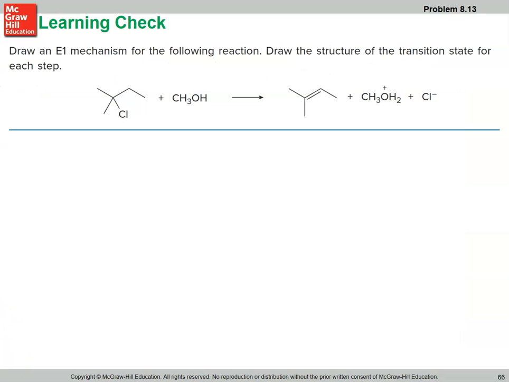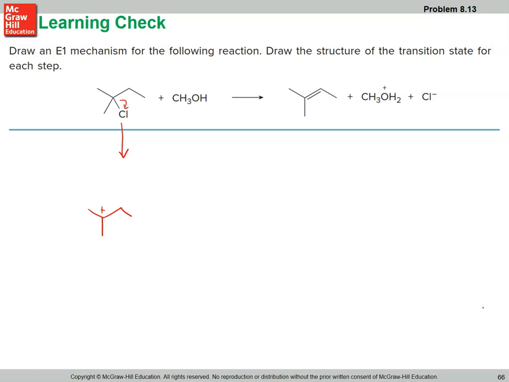So in this, you will want to draw the mechanism out. If you want to pause it right now, that's great, and then I will draw it out in a second. The first step is, remember, we want to show that intermediate, and that first step is going to lead to an intermediate that is going to leave us with a carbocation. So this chlorine group is going to leave and leave us with that positively charged group.